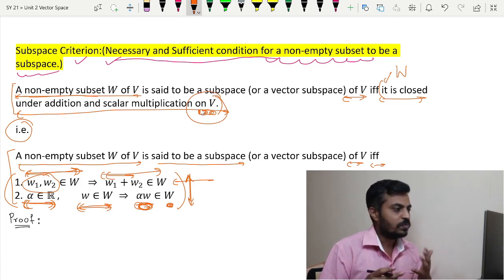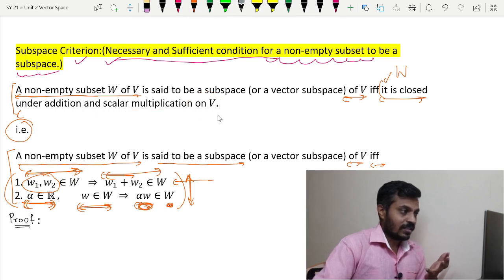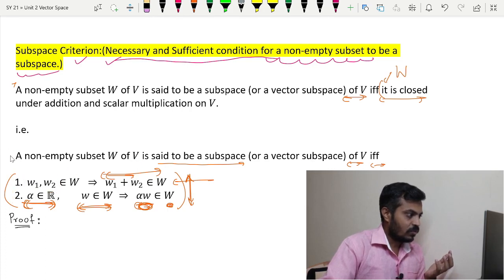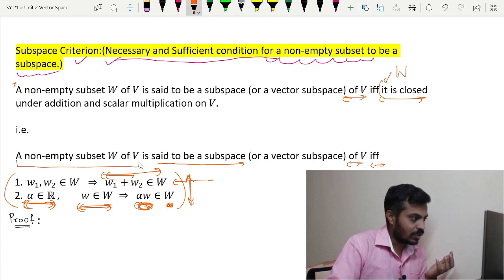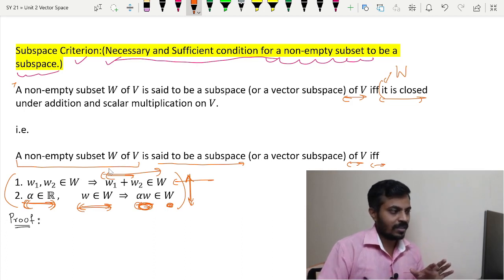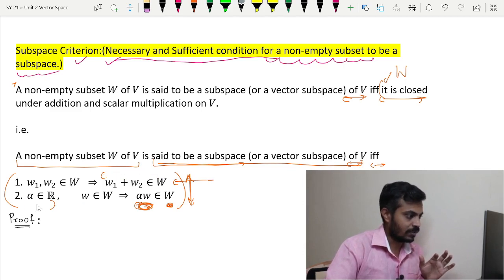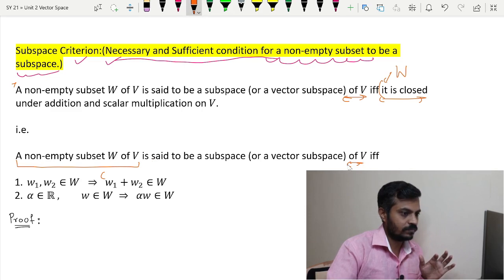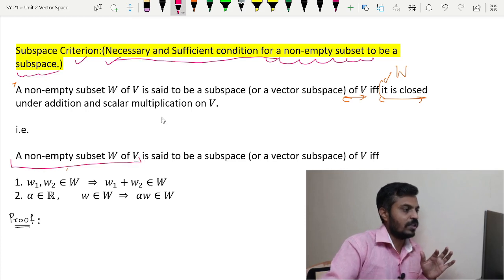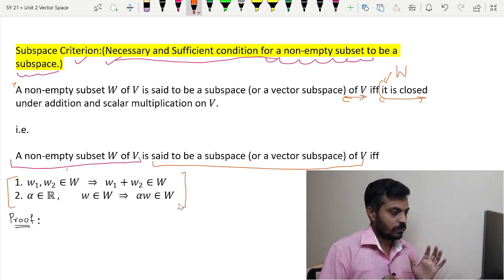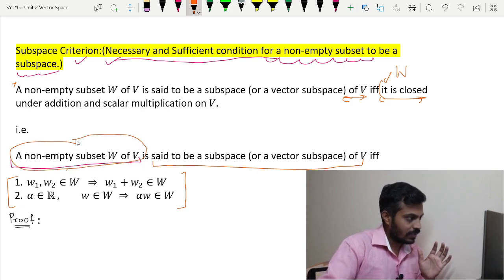Now let us begin to prove this theorem. So let us try to understand what exactly we have to prove first of all. So initially we have to assume that, see what is said here, a non-empty subset W of V is said to be a subspace of V if and only if this is happening. So a non-empty subset W of V is said to be a subspace of V if and only if this is happening. So this thing is given to us.